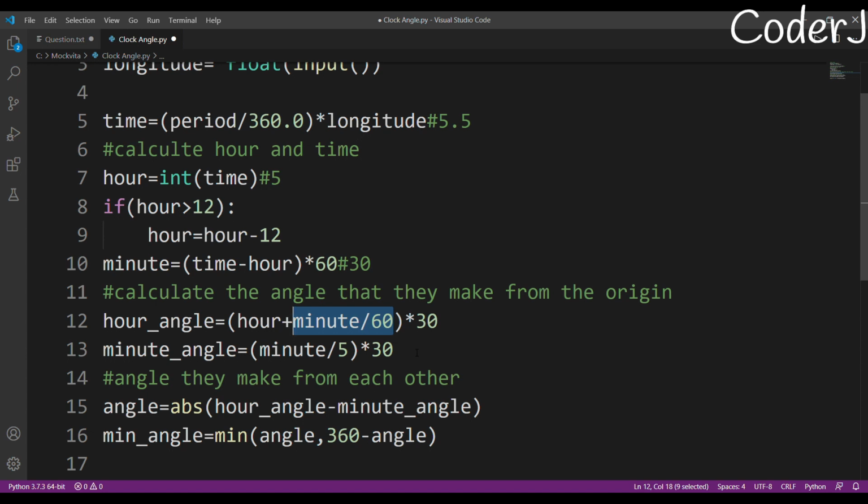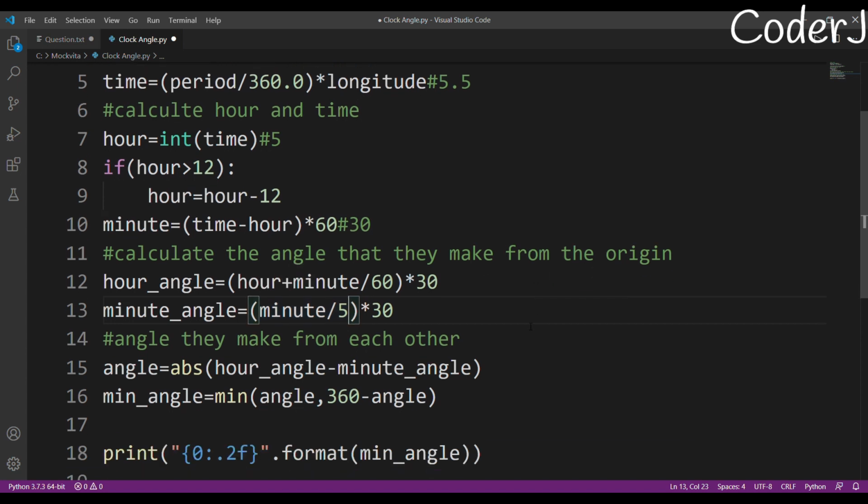Okay. What about the minute angle? So we saw a pattern that for each 5 minutes, the number increases by one. If the time is 5 minutes, then the minute hand will point at one. If the time is 10 minutes, then the minute hand will point at two, right? So for every 5 minutes, I'll know which number it points to. So I have my minute. I'll just divide it by 5, and I'll get which number it points to. And after that, I'll just multiply it by 30, and I'll get the minute angle, the angle the minute hand is making. Okay, great.